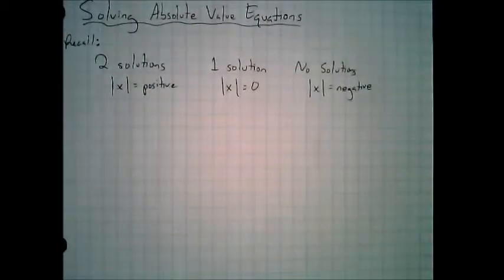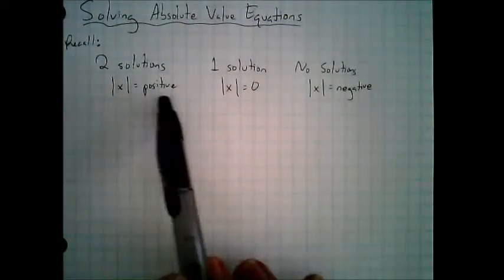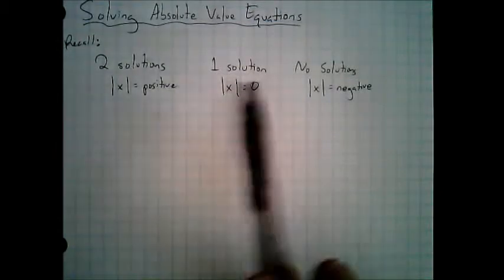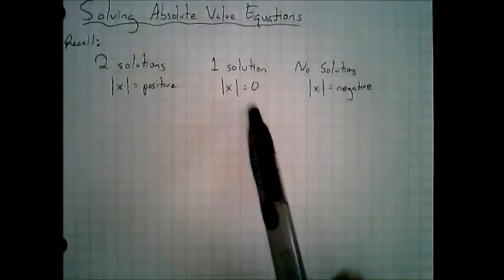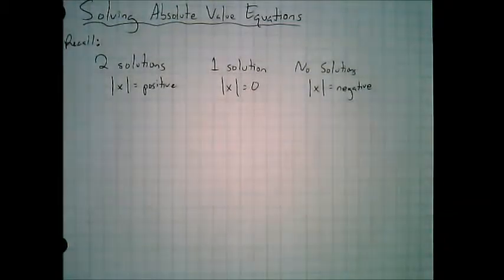Okay, welcome. In this video we're going to look at solving absolute value equations. Now if we recall that whenever we have absolute values or simple absolute value equations, we have two solutions when the absolute value of x equals a positive number. We have one solution when the absolute value of x equals 0, and we have no solutions when the absolute value of x equals a negative number.